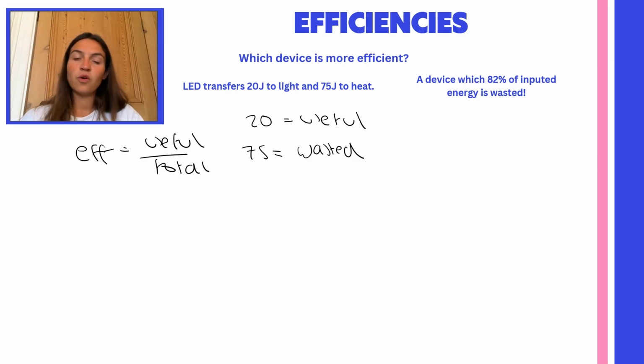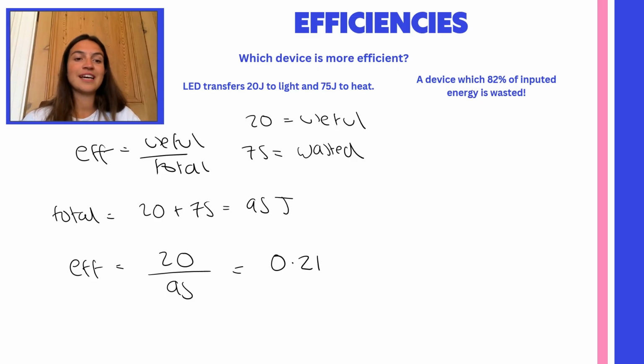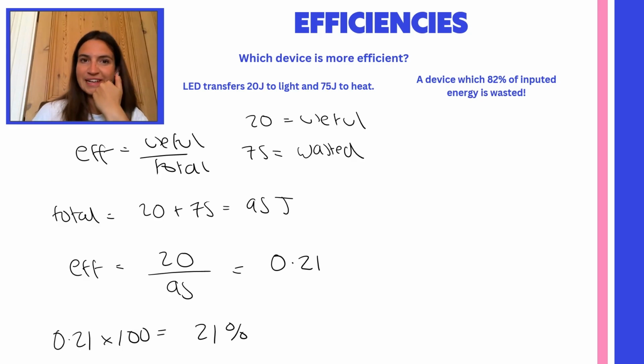So in order to find what my total energy is here, I need to add those two together. My useful plus my wasted is 95 joules. Good, now I can do my efficiency. It's useful 20 over total 95 is 0.21. And if I wanted to convert it into a percentage, I times it by 100 and get 21%.